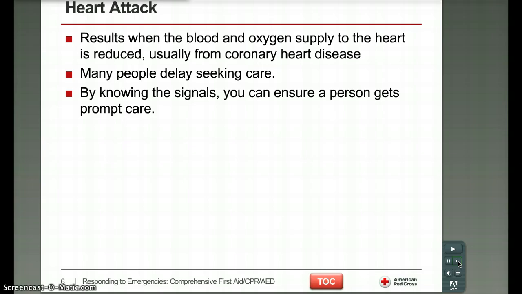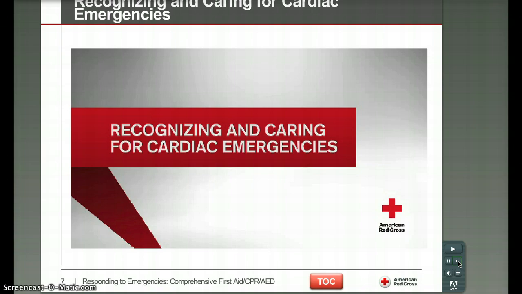Many people will delay seeking care. Many people don't want to believe that they themselves are having a heart attack, so when they do start to show some of those early signs and symptoms, many times they go ignored or overlooked because, once again, many people don't want to believe that they themselves are having a heart attack. But if you know the signals, you can either help somebody else or possibly even help yourself.